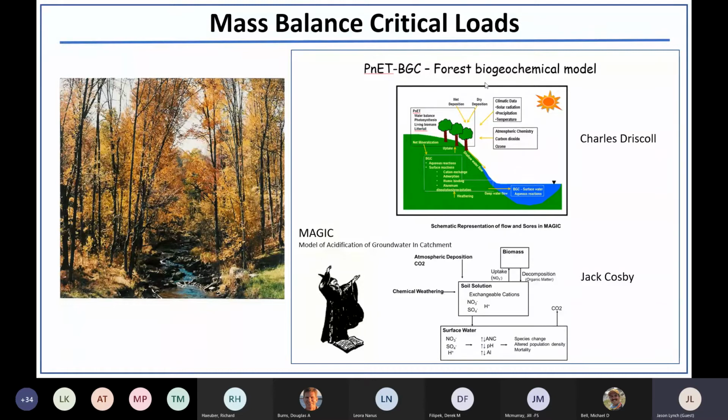We have two important models in the US. One is known as PnET-BGC, which was developed by Charlie Driscoll. The second is MAGIC, which was developed by Jack Cosby. And these models have been fundamentally important to calculating weathering rates and also critical loads.